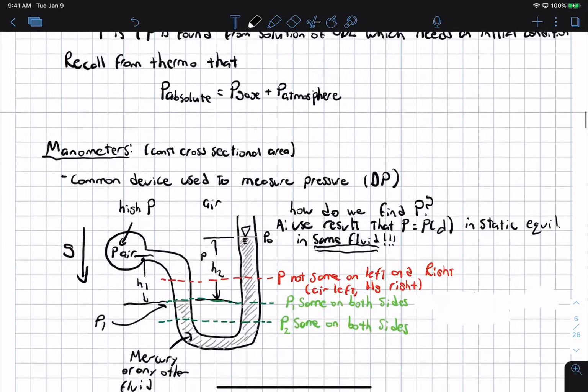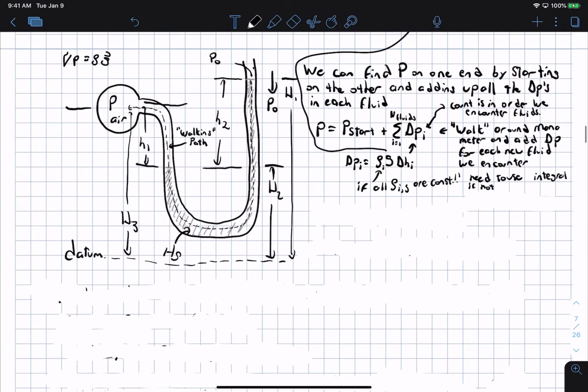Oops, sorry about that, I hit a button. And so that's what you could do if you had a manometer on Jupiter or something like that. I don't know why you would do that, but you never know. Okay, so by adding all the delta P's, we know that P equals P start, the pressure at our starting point, plus g, which is the same for all fluids, times the density of that fluid, times the change of height of that fluid.